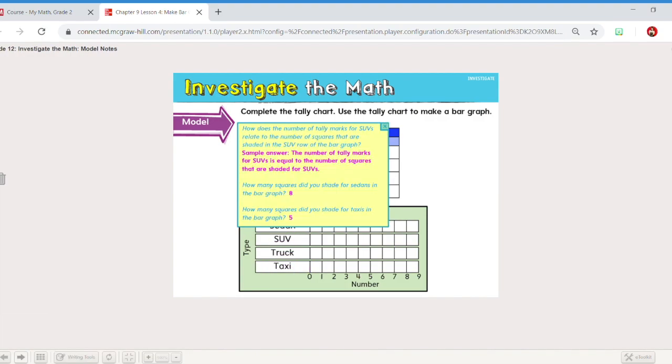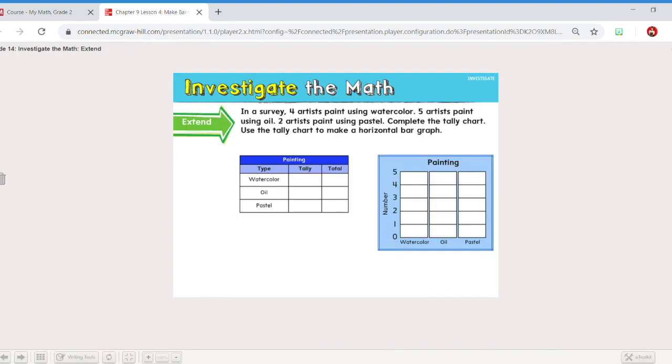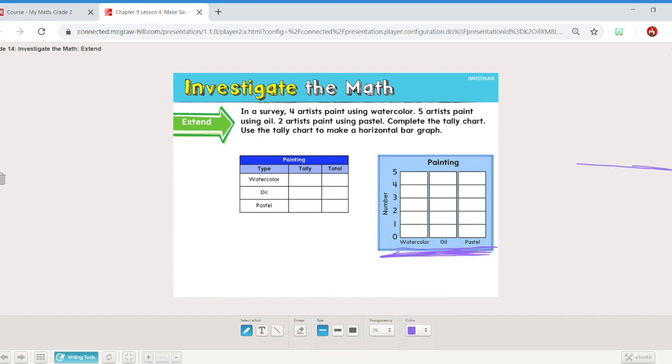Let's try another one together. In this one, it gives us the information, but we have to first create the tally chart and then use that information to make a horizontal bar graph, which means the information, what we're measuring, is on the horizontal. The best way I like to remember horizontal is the horizon, where the sun rises. The sun rises on the horizon, just like horizontal, where vertical is just up and down.